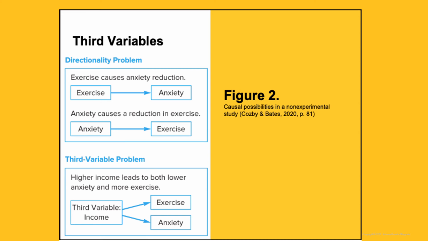To make matters worse, looking at the bottom part, people who have more anxiety may have higher levels of income and worry about things like paying bills and taxes and whatnot, but may have more resources to pay for things like exercise equipment and gym memberships. So, as you can see, there are some pretty complicated aspects to consider in the context of non-experimental methods.